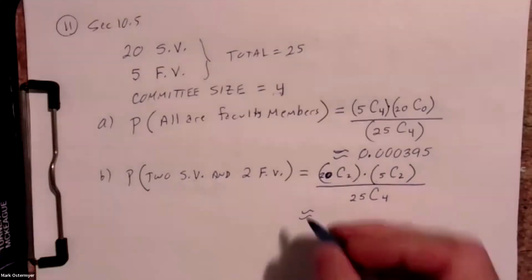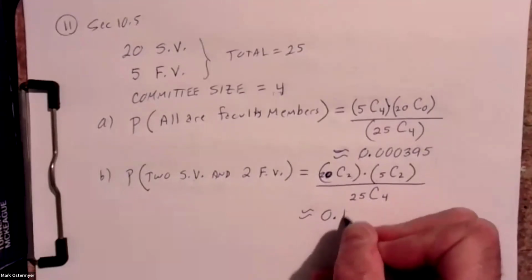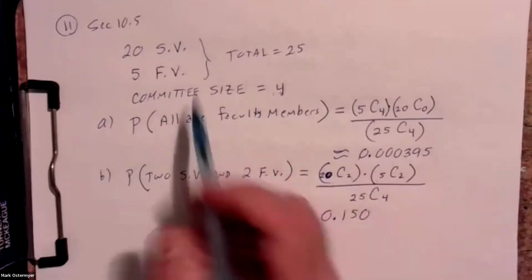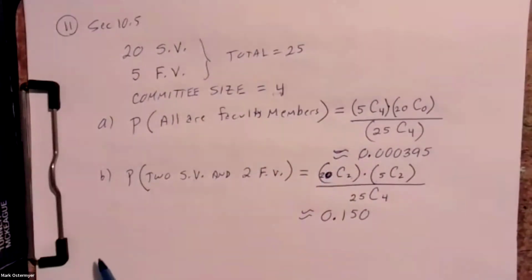I got 0.150. That is what I got, 0.150. Okay, about a 15% chance that if you randomly select 4 of the 25 members, that your committee will consist of 2 student volunteers and 2 faculty volunteers.